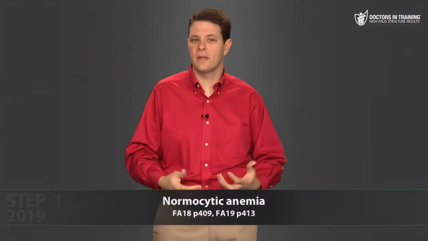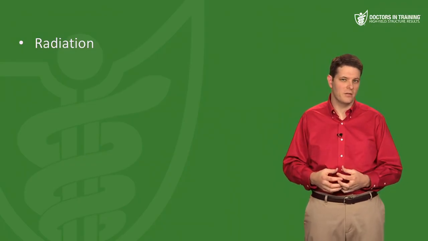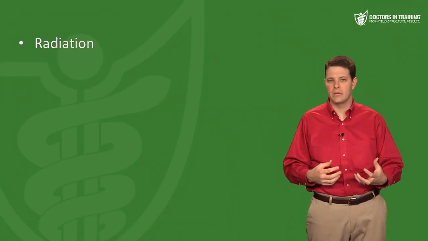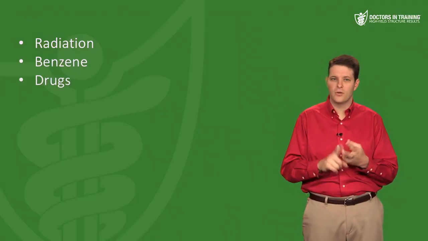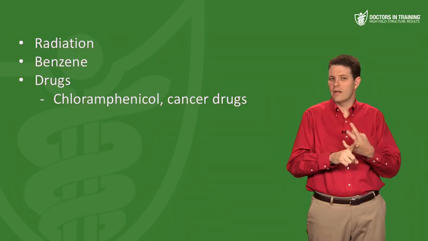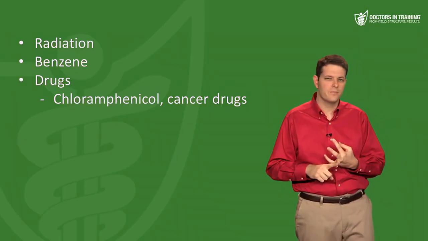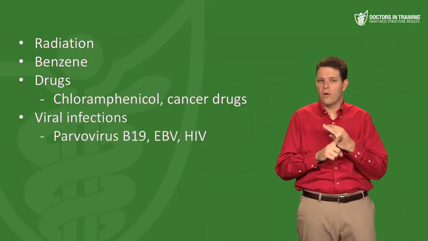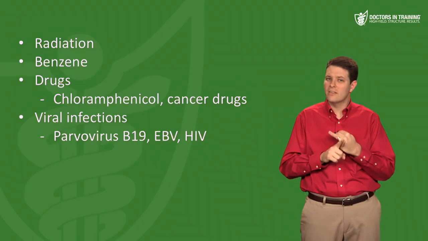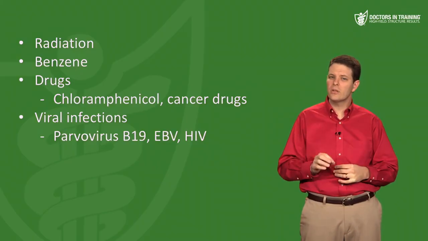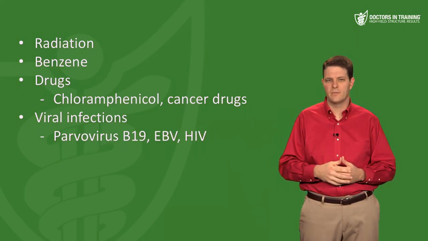Then, what causes aplastic anemia? Well, the main thing to know is that radiation causes aplastic anemia. So cancer patients that receive radiotherapy can get aplastic anemia. Exposure to benzene can cause it. Certain drugs can cause it also, things like chloramphenicol, and cancer drugs like the alkylating agents and antimetabolites. Viral infections like parvovirus B19, Epstein-Barr virus, and HIV can all be associated with aplastic anemia, particularly in sickle cell patients. They're just particularly sensitive to some of these viruses.